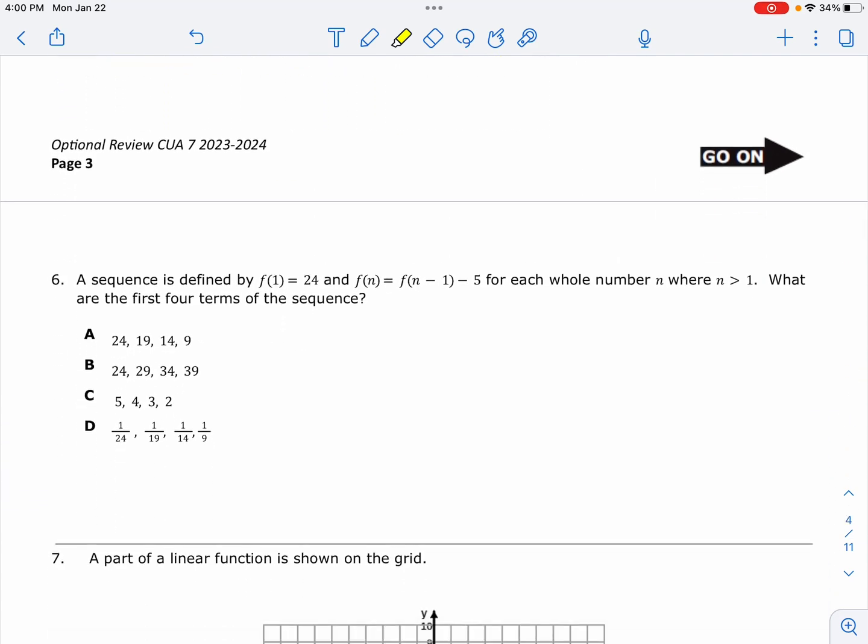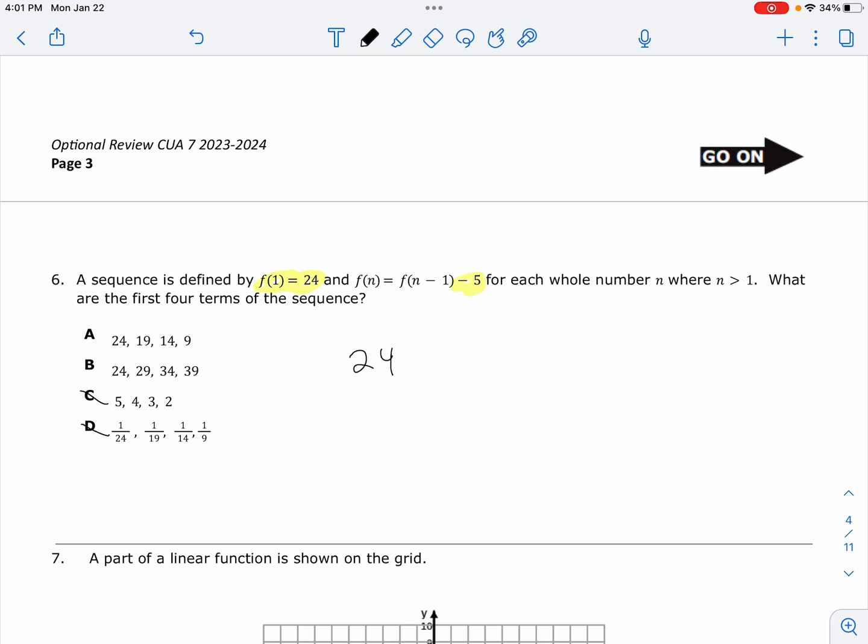Okay, a sequence is defined by f of 1 equals 24, and then f of n equals f of n minus 1 minus 5 for each number where n is greater than 1. What are the first 4 terms? Guys, if I tell you what the first term is, then you need to look at what the common difference is. The common difference is going to be what you see at the end of the rule. So the common difference must be minus 5, which means if my first term is 24, then we definitely want to look at our two answers that start with 24.